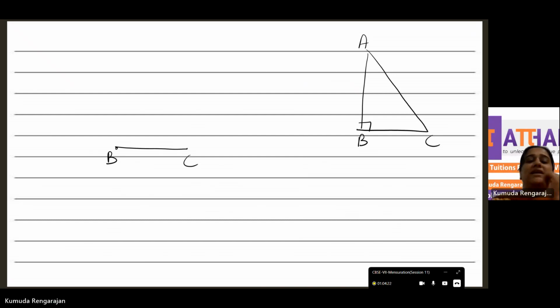All right. Now, Navneet, what is the name of the triangle? What's the name of the triangle? Now here, look at this line segment BC. Now, which is that vertex which is missing? I asked you.